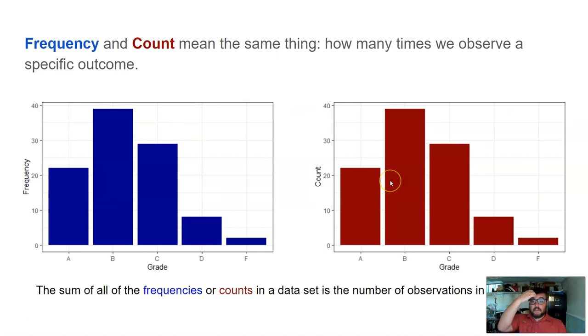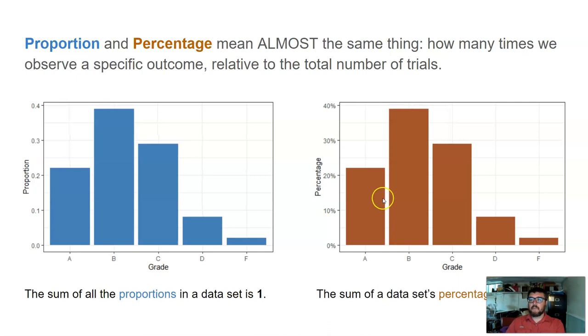So we would talk about these things with bar charts. So again, here's frequency count, how many times you observe each specific outcome, and so those look exactly the same, except I colored them differently. So hopefully you're rolling your eyes, but like, dude, I know this. But if you didn't, that's cool too. Now you do. And proportions and percentages mean almost the same thing.